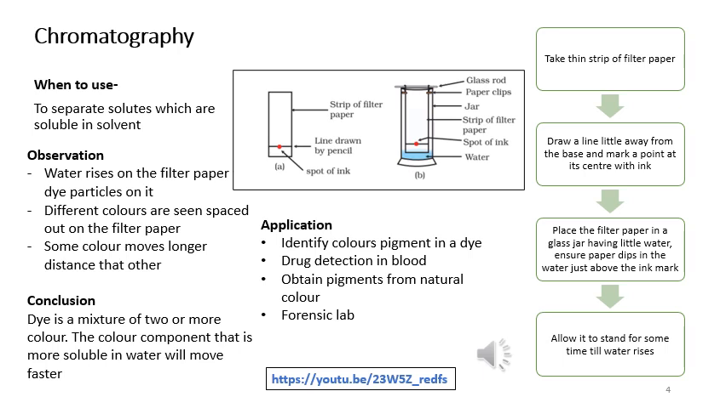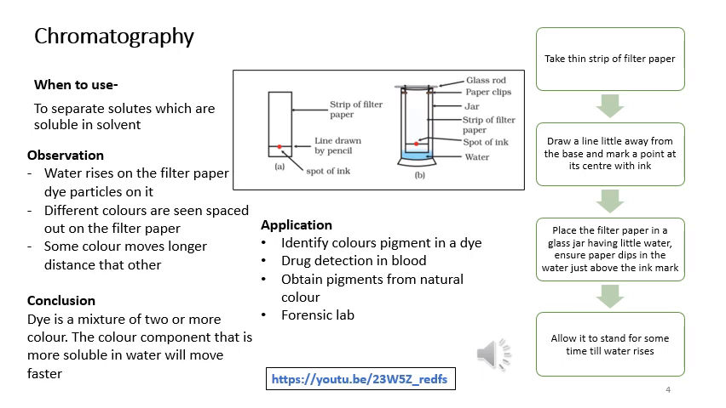Afterwards, you will see that the water rises on the filter paper because of capillary action, and as it moves across the filter paper, different colors are spaced out or spotted on the filter paper. Some colors move a longer distance while others don't. What we can conclude is that the ink that we use is a dye, and it is a mixture made up of two or more colors.